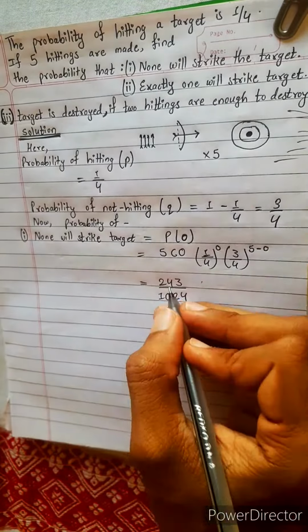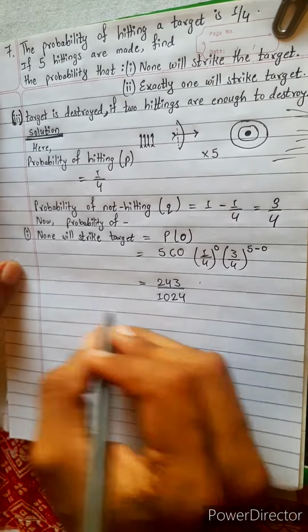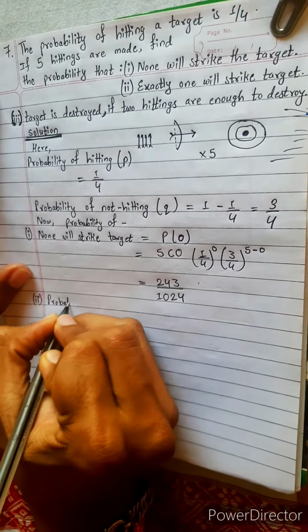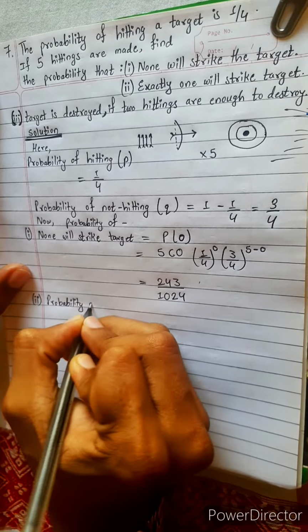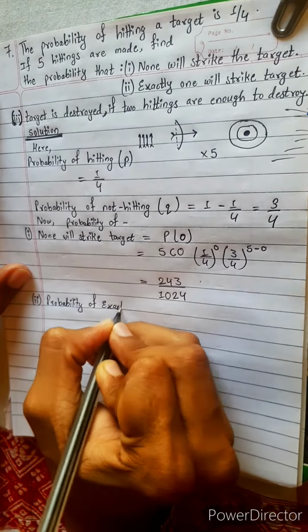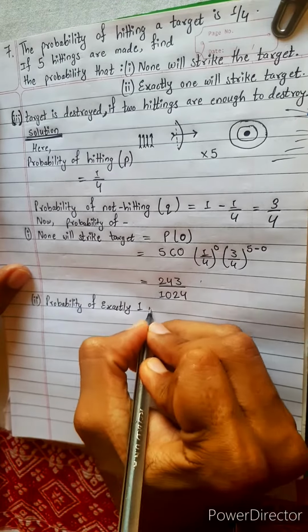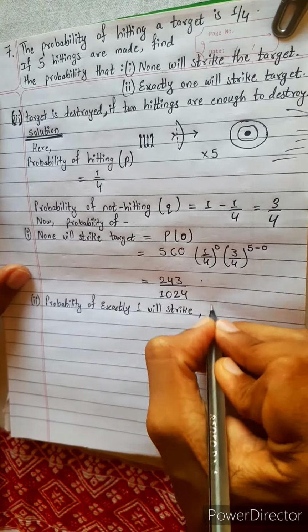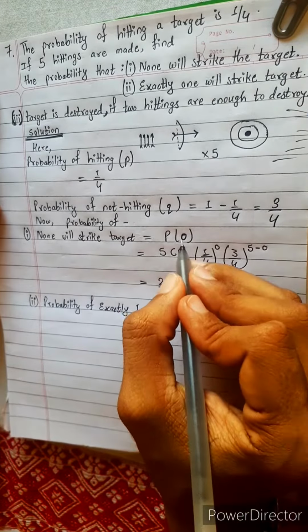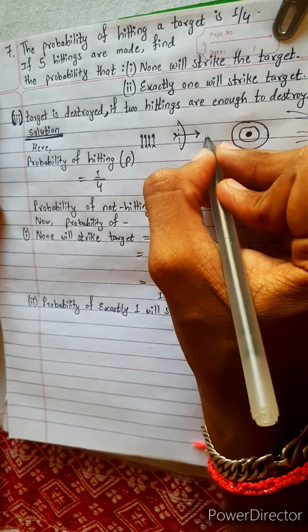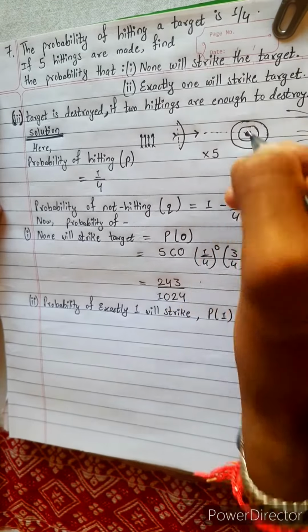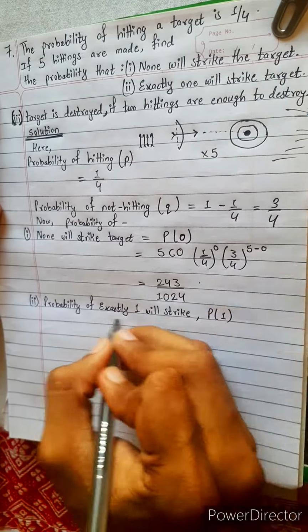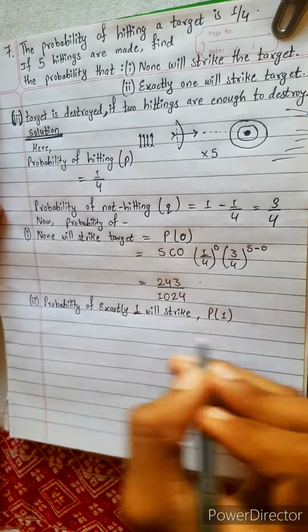Now second number, look, exactly one will strike the target. Like Arjun. Probability of exactly one will strike the target, it is P1. Here no one, so P0. Here one will strike. Here Arjun will strike the target. Bhim, Nakul, Sahadev, Yudhishthir, they will not strike, they will miss. Only one, exactly one will strike.